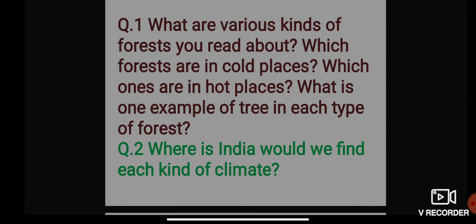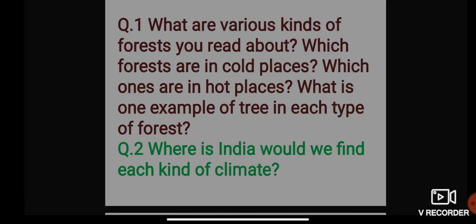And thorn and mangrove forests are found in hot and swampy places. We see babul trees in thorn forests and mangrove trees in mangrove forests. Also, evergreen and deciduous forests are found in warm and cool places. Mahogany is an evergreen tree, and sal is a deciduous tree. So that is the answer to question number 1. I hope you get it.